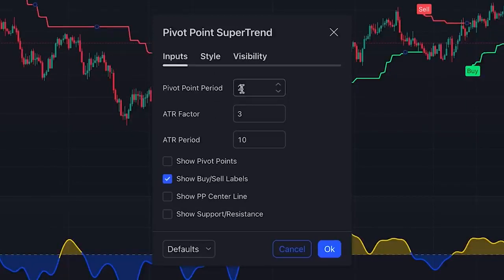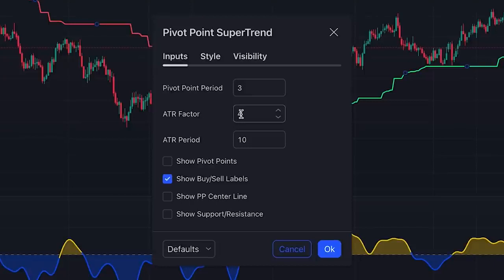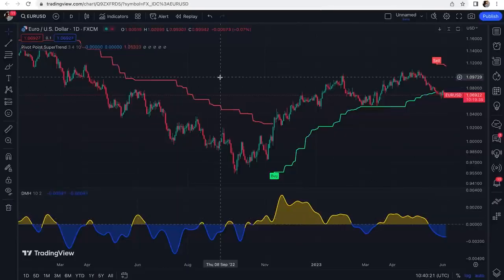For pivot point period, we set it at 3, and for ATR factor, we set it at 4. If you're trading on more volatile assets like crypto or very low time frames, like for scalping and day trading, you may need to increase them a little more so the super trend line will not change because of the higher noises. Alright, now by the help of this indicator, we are able to take only the signals that are in the current direction of the market.